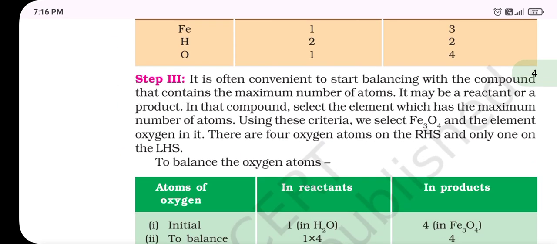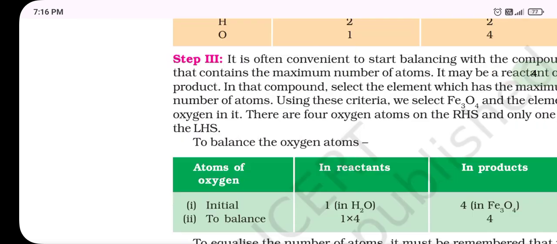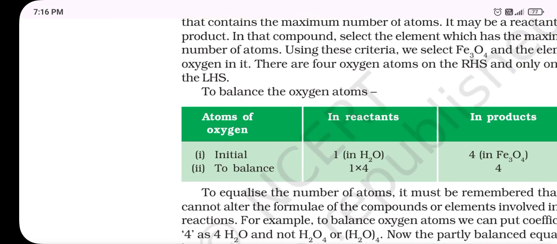And just iron, so there is only one oxygen on the reactant side, but on the product side there are 4 oxygen in Fe3O4. So we have to balance, and to balance the number of atoms of oxygen on the reactant side, you have to multiply water by 4 to form 4 oxygen atoms, and we get a balanced oxygen in our chemical equation.